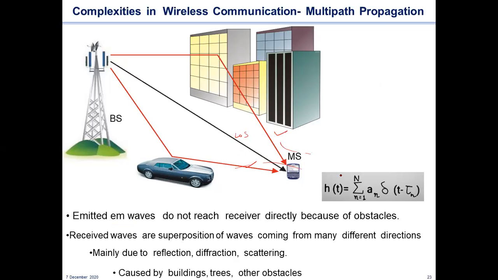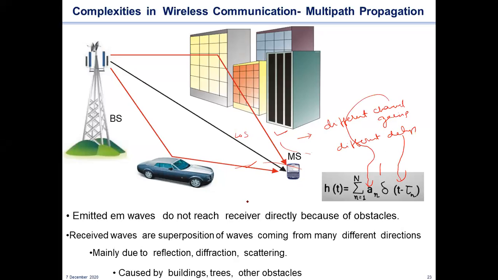NLOS. Once they come to the mobile station, they all get added up like this. These are the delays of all 3 paths. For line of sight, it is only delta t. All the components, known as multipath components, may have different channel gains and different time delays. So this is a delay, this is a channel gain.